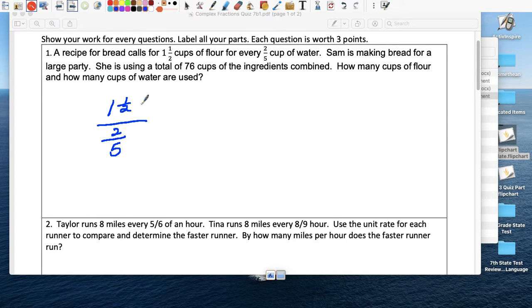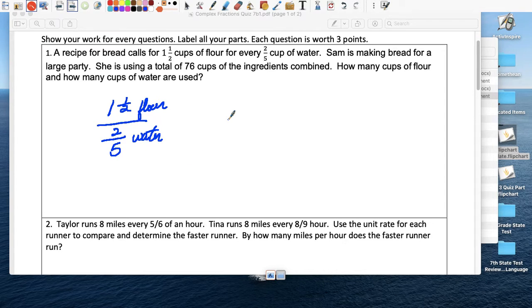So let me write, what is this, flour? So here's a ratio. For every 1.5 cups of flour, I use 0.4 or 2/5 cups of water. And this is water. This is a recipe for bread. Sammy's making bread for a large party. She's using a total of 76 cups.